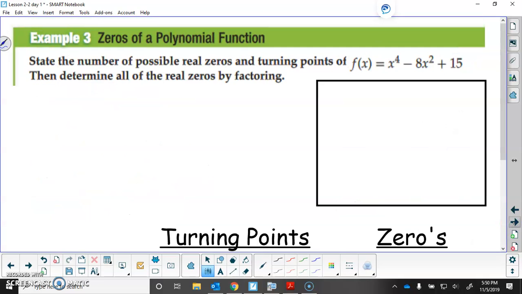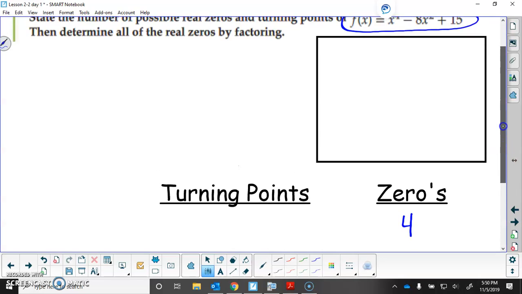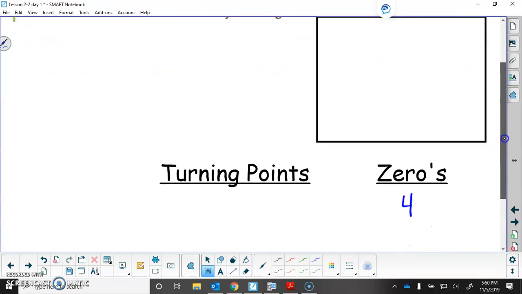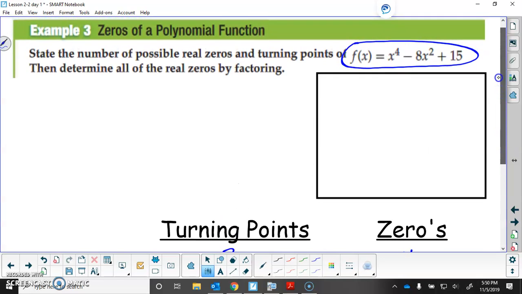Here's another example of the same kind of problem. This equation right here is a 4th degree polynomial, which means that there are 4 possible real zeros, and that there are 3 possible turning points. We'll take a look at the graph in just a second. Now we're going to have to determine the real zeros by factoring.